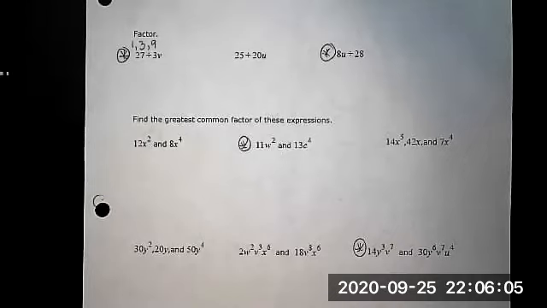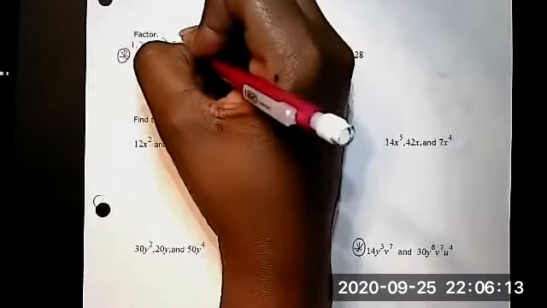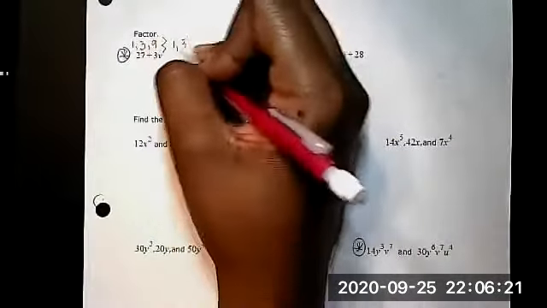So you have 1, 3, and 9. Are there any more? I think that's it. And of course, the factors of 3 are 1 and 3. 3 is prime. So what is the greatest common factor here? As you can see, it's 3.